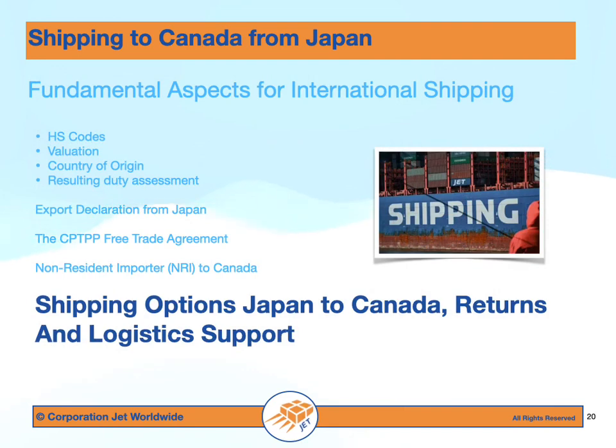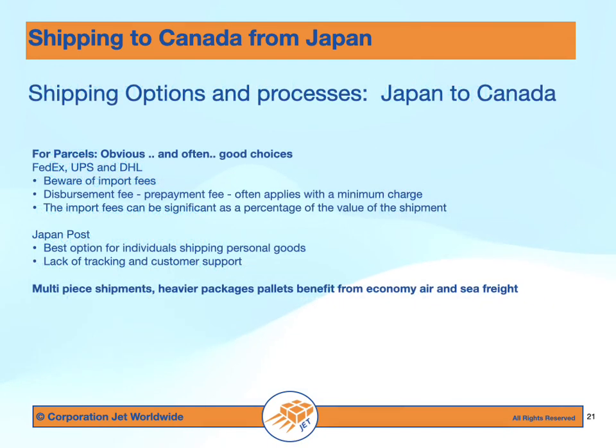Shipping options: Japan to Canada and North America, returns, and reverse logistics. The international parcel shipping options from Japan include the obvious choices of name brand couriers: FedEx, UPS, DHL, and the local Japan Post. In general, Japan Post options are best for individual shipping personal packages. Contact our team for shipping commercial packages, e-commerce orders, and cargo.